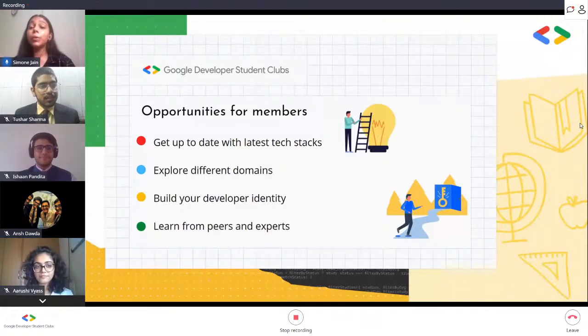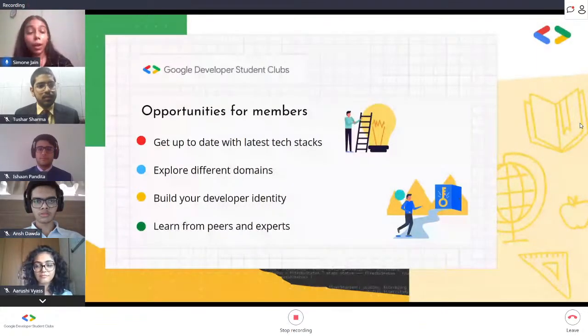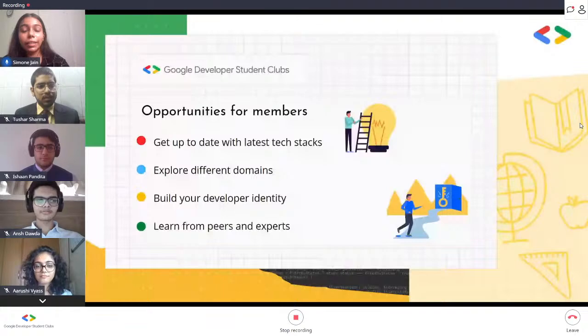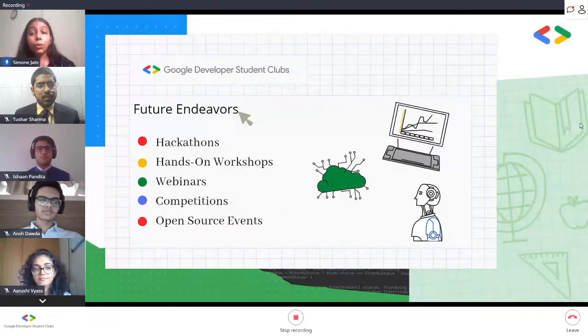So, what opportunities do you have here as members? Members will get up to date with the latest tech stacks, explore different domains like web development, AI/ML, app development, cloud computing, data science, and everything. Members will also develop their identity by joining our club and will get the opportunity to learn from peers and experts.